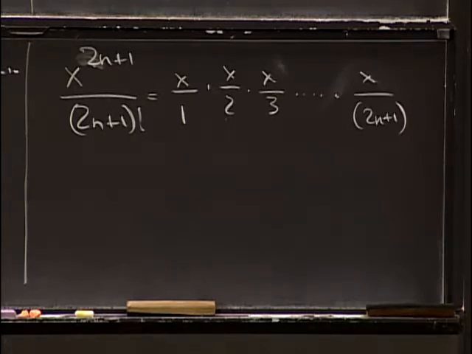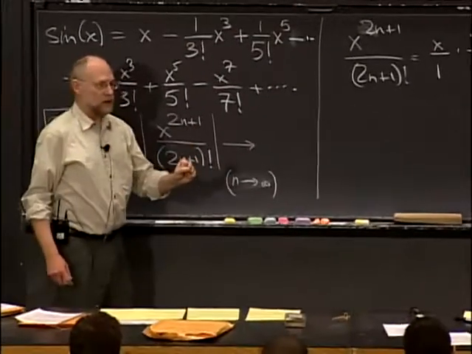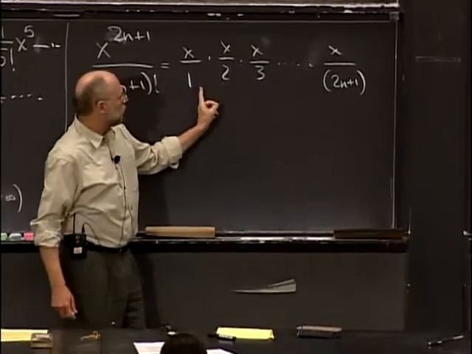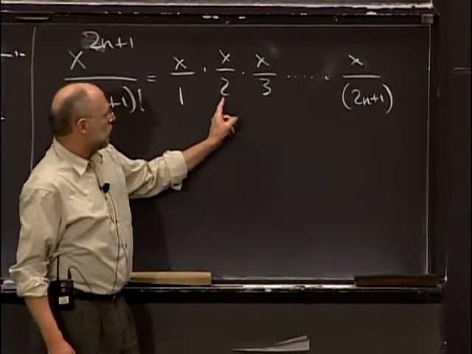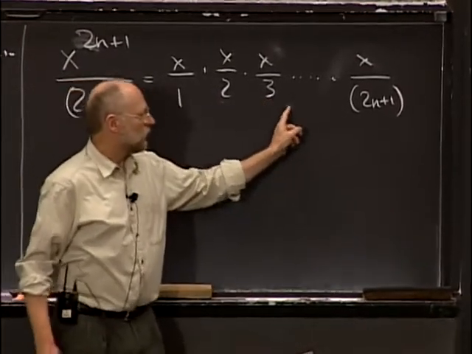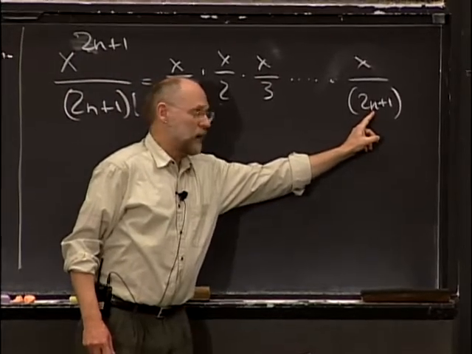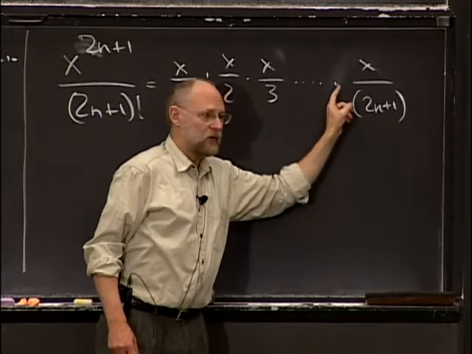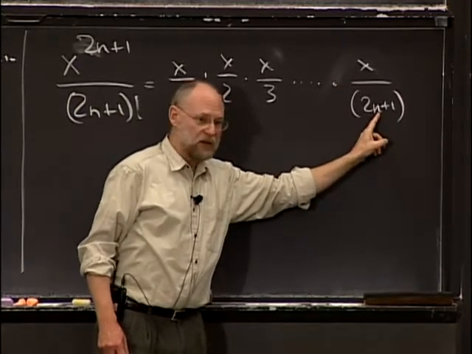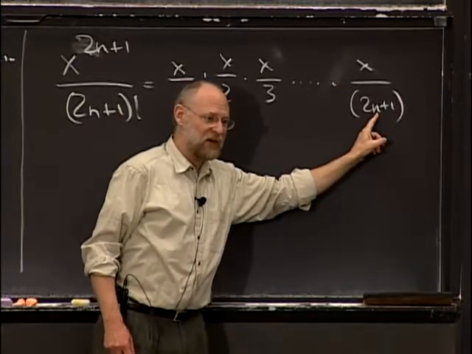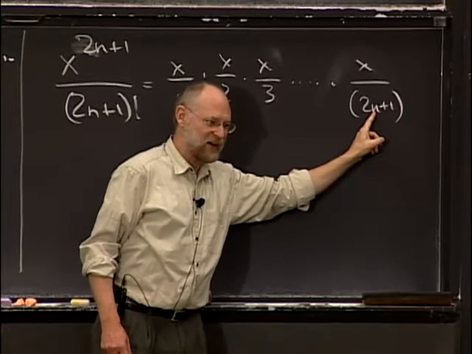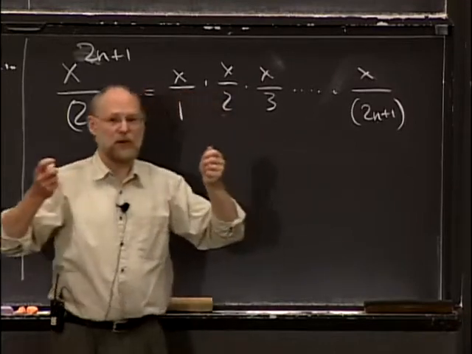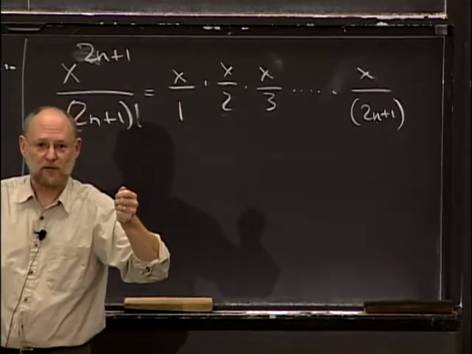Now, x is fixed, so maybe it's 1,000,000, okay? Big, but fixed. What happens to these numbers? Well, at first they're pretty big. This is 1,000,000 over 2, this is 1,000,000 over 3. But when n gets to be, maybe if n is 1,000,000, then this is about 1/2. If n is 1,000,000,000, then this is about 1 over 2,000, right? The denominators keep getting bigger and bigger, but the numerators stay the same. They're always x.